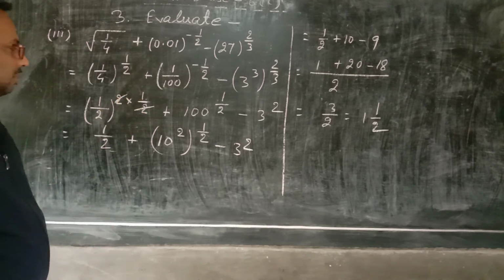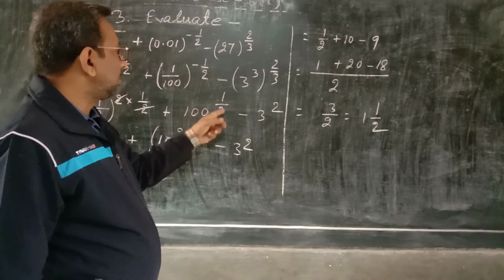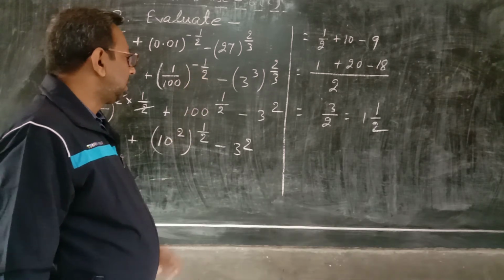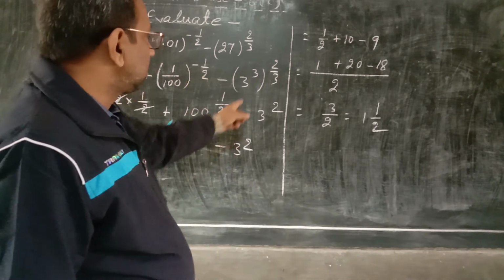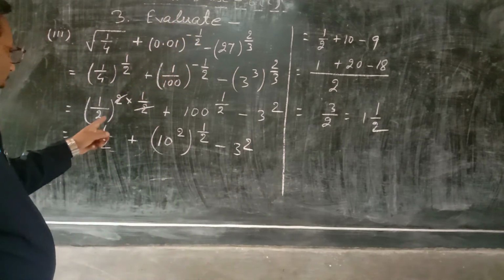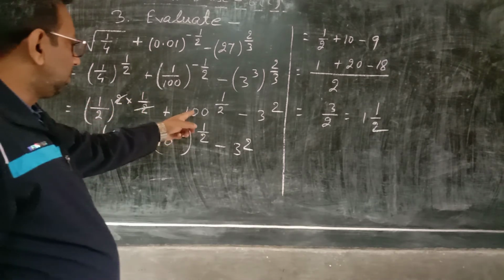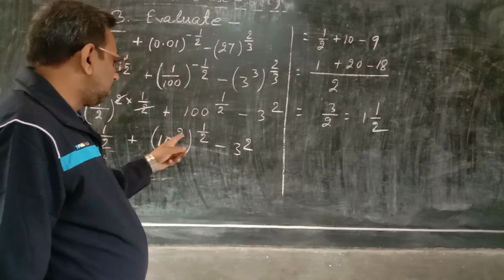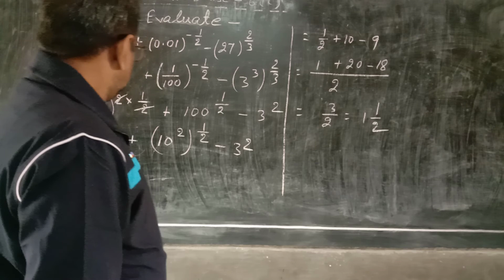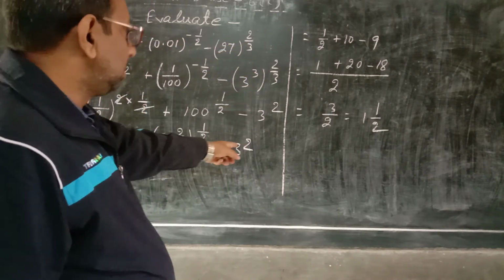These 2 and these 2 cancel. This 1 by 100 I have written as 100 to the power 1 by 2, because this 100 will go up, then this negative power will be positive. 100 to the power 1 by 2. Minus this 3 and this 3 cancelled. 3 is square. Now, here 1 by 2 because power is 1. So this will be 1 by 2 plus this 100 we can write as 10 square. 10 square into 1 by 2 minus 3 square equal to 1 by 2 plus these 2 and these 2 cancel. So 10 is left minus 3 square means 9.